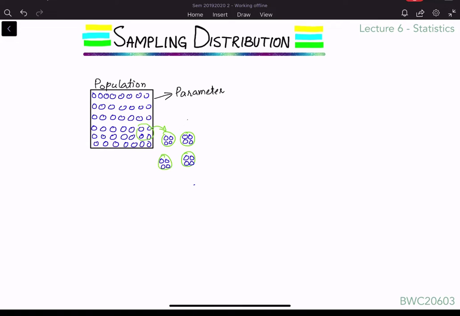This is the first one, and maybe this is the second one, and maybe this is the third one, and maybe this is the fourth one. So I have grouped it, but these can be randomly selected. From these samples, in this particular case, all of them have a few members of the population in each. In this specific example that I've drawn, each one has 4. So the sample size here, which is represented as n, is 4.